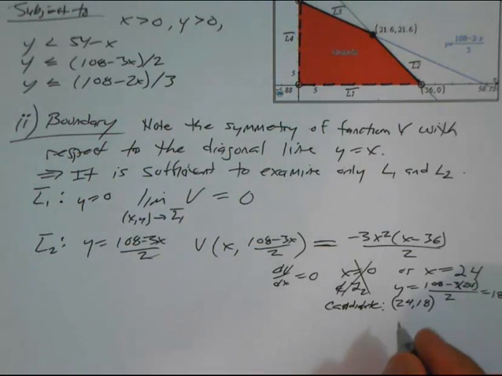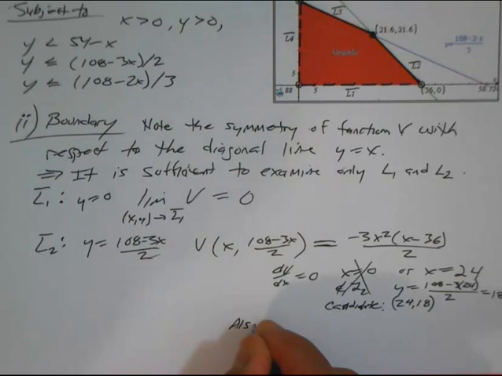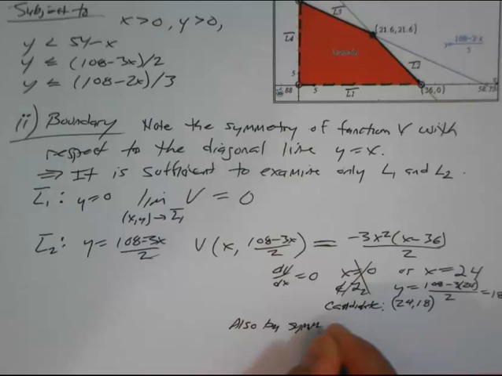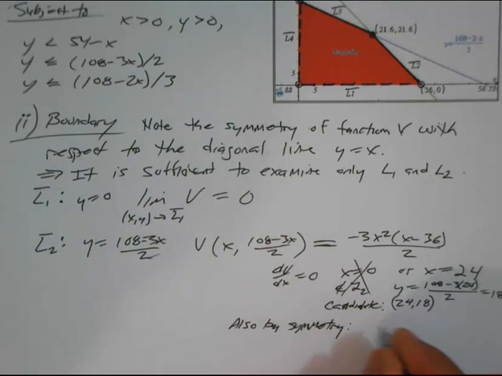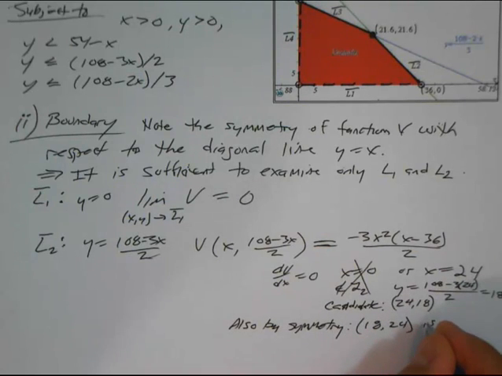Alright, so we have this candidate (24, 18). We have symmetry also. By symmetry, we reverse, interchange the coordinates there. (18, 24) is a candidate. It's a candidate point at which the volume may turn out to be absolute maximum.